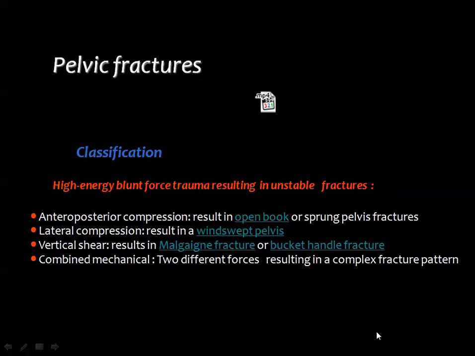Then we'll discuss now the major types of pelvic fractures that are complex and usually require high energy force, and these are the anteroposterior compression fracture, which is famously known as the open book fracture, then lateral compression fracture, sometimes known as wind-swept pelvis, and the vertical shear fracture or the bucket handle fracture of the pelvis, sometimes known as Malgaigne fracture.